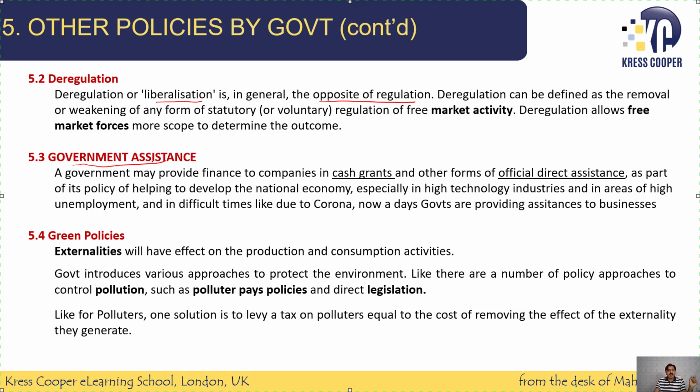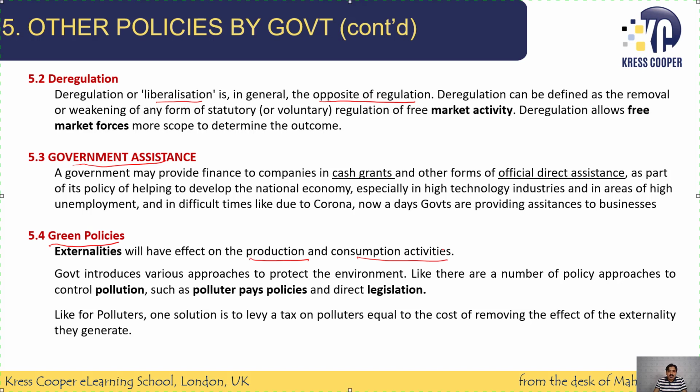Like nowadays, the government is providing assistance to a lot of businesses at a time when corona is in the market. A lot of businesses are being affected, and the government is providing assistance to them. So any sort of assistance, subsidy, or cash grants given by the government will have a favorable impact on businesses. Government sometimes adopts green policies also, because externalities have an effect on production as well as consumption activities. The government wants to keep the environment clean.